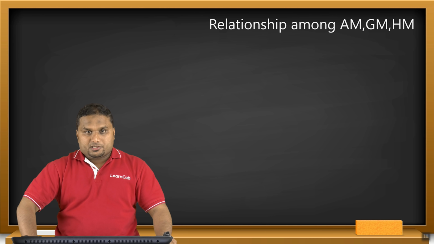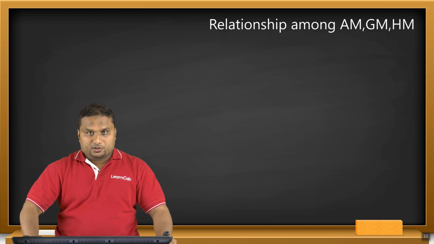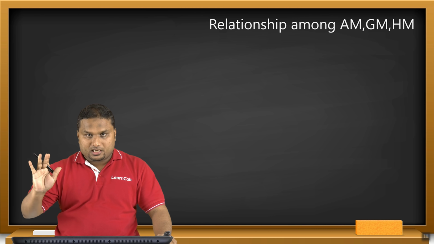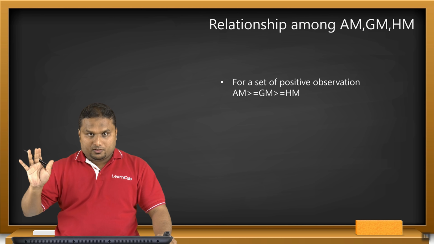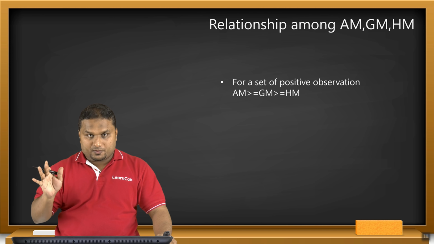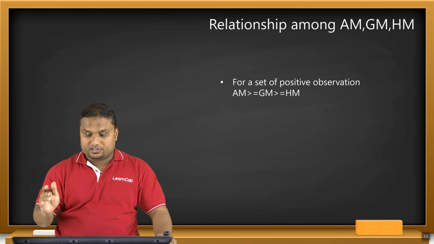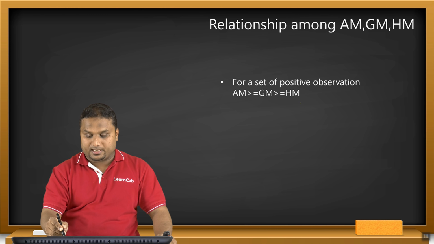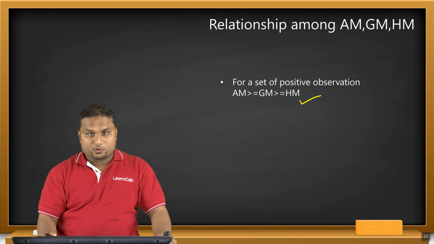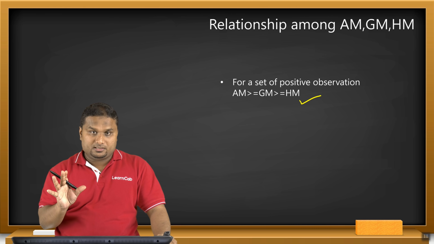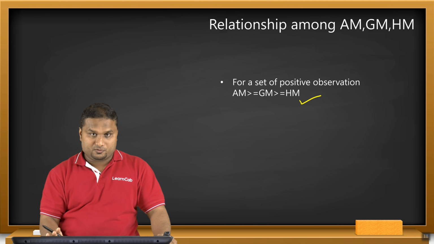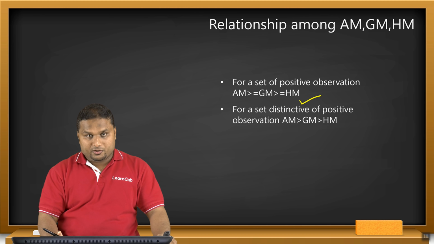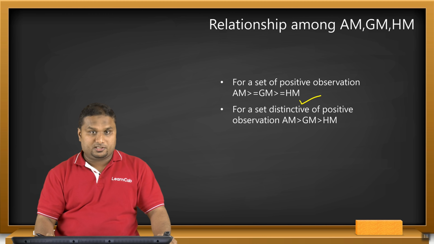Next is the relationship among arithmetic mean, geometric mean and harmonic mean. First one, for a set of positive observations, AM greater than or equal to GM greater than or equal to HM. This is the only formula which is inside the textbook, but in your exam this formula is not tested. They tested only the second one.